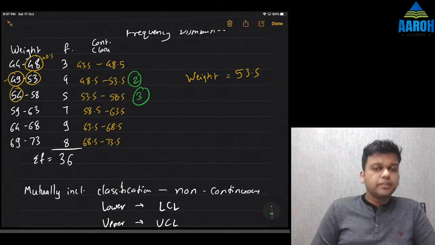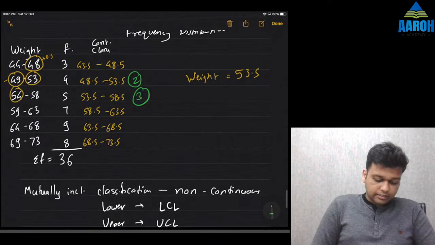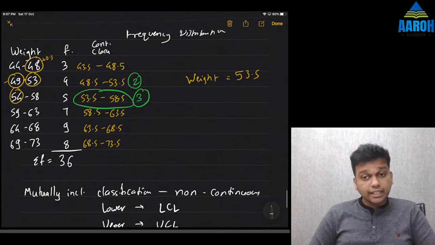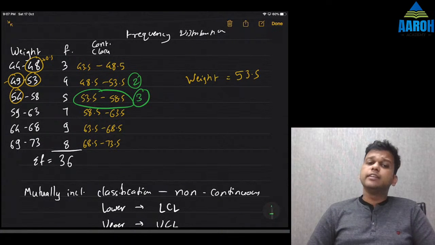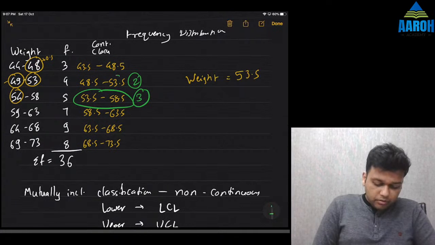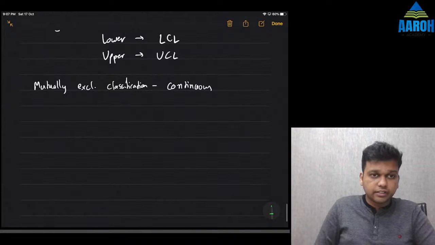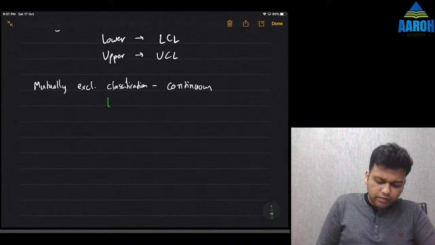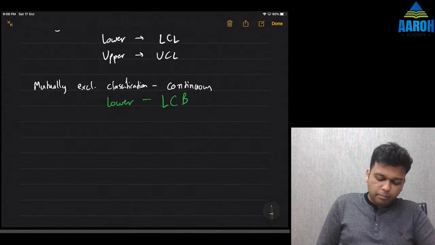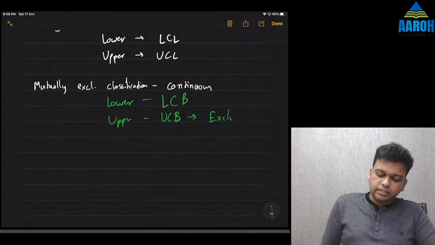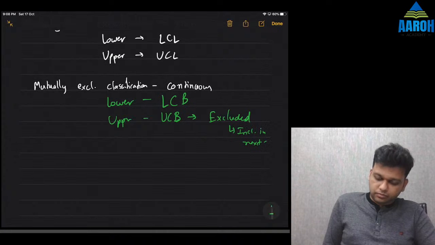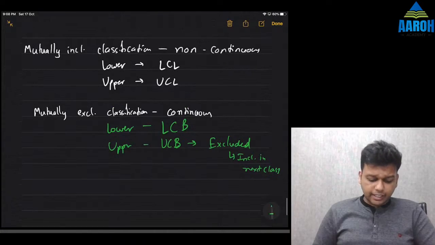Weight 53.5. Understand, we include it in the third class, that is correct, because we say that the upper value is excluded. That is why it is called mutually exclusive classification. In mutually exclusive classification, we call the lower value the lower class boundary and the upper value the upper class boundary. And the upper class boundary is excluded from each class. It is included in the next class. That is why third will be the correct answer.